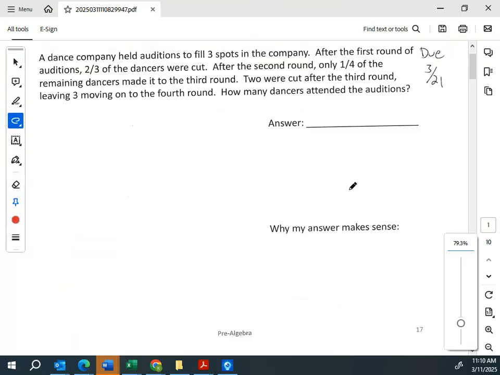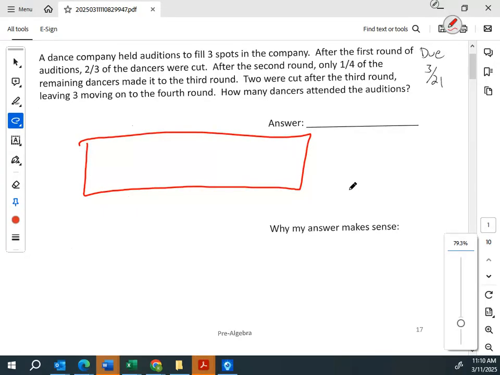So when I looked at this, I made my bar, and I said, okay, first round, 2/3 of the dancers were cut. So I divided my bar up into thirds, right? Because 2/3 are cut, so I know 2/3 are cut. This third moves on. After the second round, only 1/4 of the remaining dancers made it to the third round. What do I want to cut it into? Fourths. But only 1/4 makes it to that third round. So I'm left with this section.